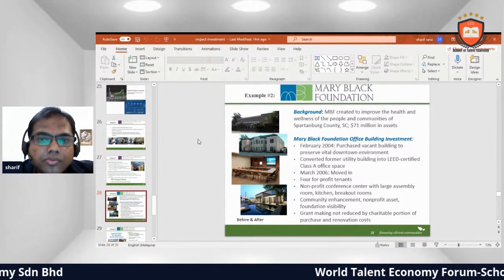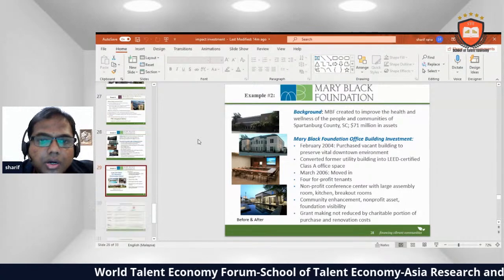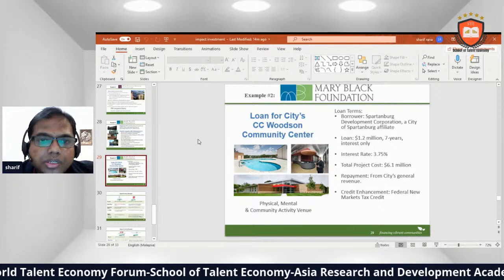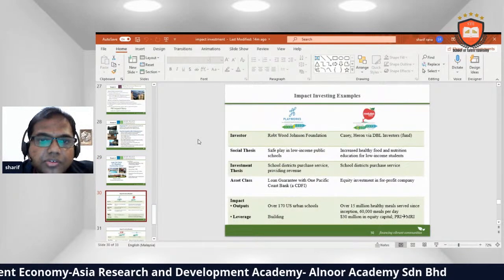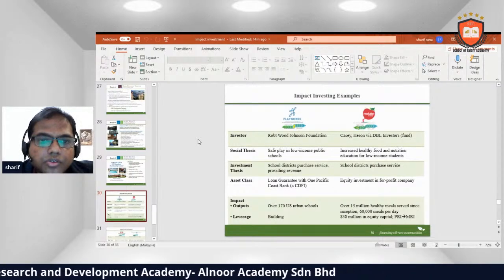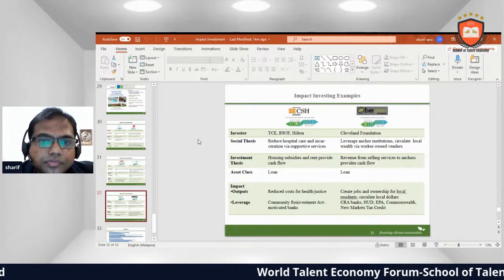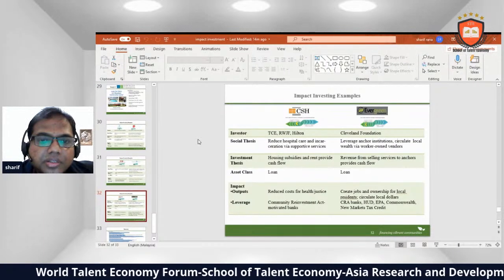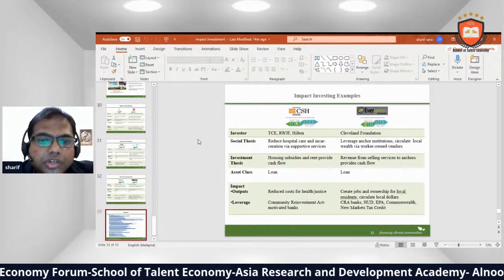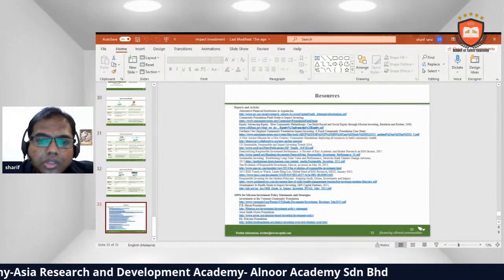Background: the Max Black Foundation was created to improve the health and wellness of people. We have different kinds of grants and loans for city communities. Besides that, for impact investment examples, let's say investors: the Robert Wood Johnson Foundation, social thesis, safe play, investment thesis, school district purchase of service, asset and loan guarantee, building, and so on. Besides that, we have investors, TCSI, social thesis, reduced hospital, housing subsidies, loans, reduced cost, and community interventions. There are different kinds of impact investment issues happening around the world.